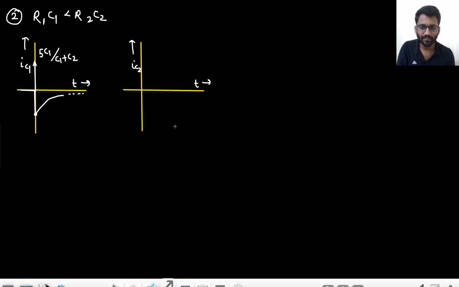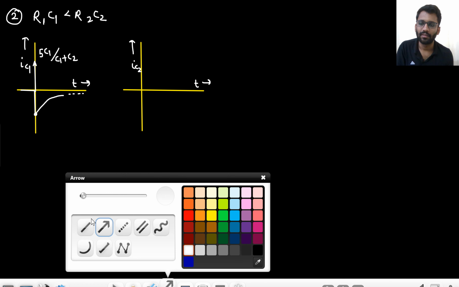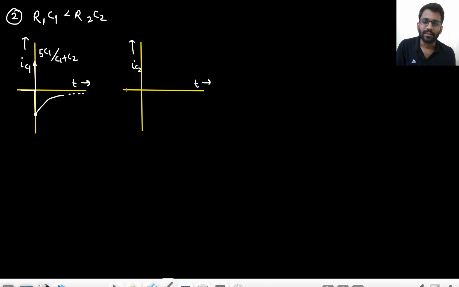Then here, initially it was 0. Then an impulse will be there. What will be the amount of impulse? The change in voltage was 5 into C1 upon C1 plus C2, into the capacitance value, that is C2.